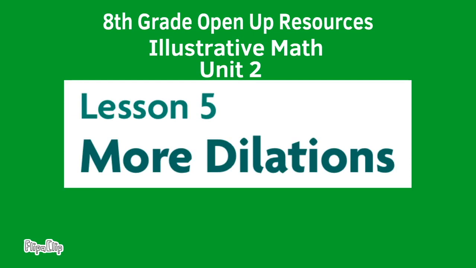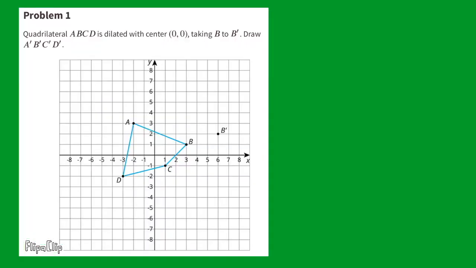Eighth grade, Open Up Resources, Illustrative Math, Unit 2, Lesson 5, More Dilations. Problem number 1. Quadrilateral ABCD is dilated with center coordinates 0, 0, taking B to B prime. Draw A prime, B prime, C prime, and D prime.